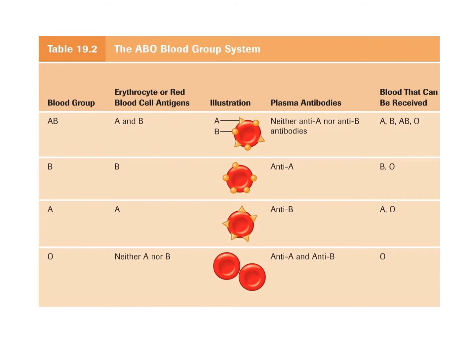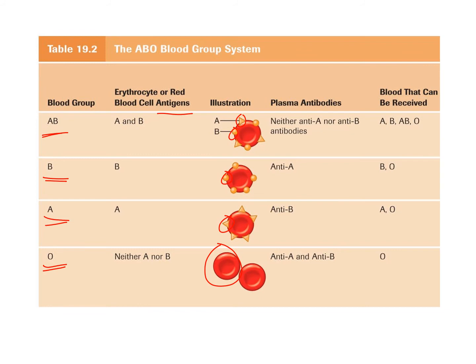So with the blood types, the different blood groups, AB, B, A, and O, that refers to the types of antigens that are on the red blood cells. So if an individual is type AB, that means they have both A antigens and B antigens on their red blood cells. If they are type B, they only have B antigens. If they're type A, they only have A antigens. If they're type O, they have no antigens, neither A or B antigens on their red blood cells.